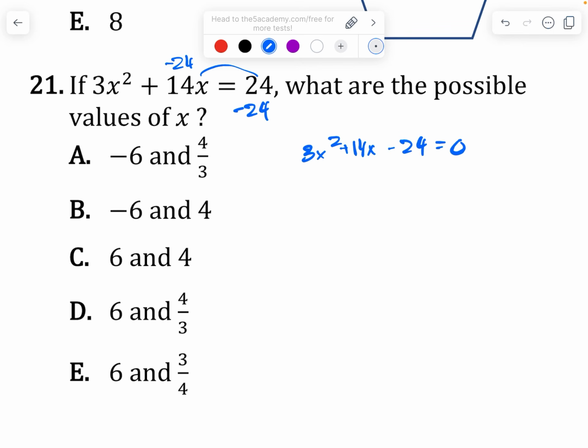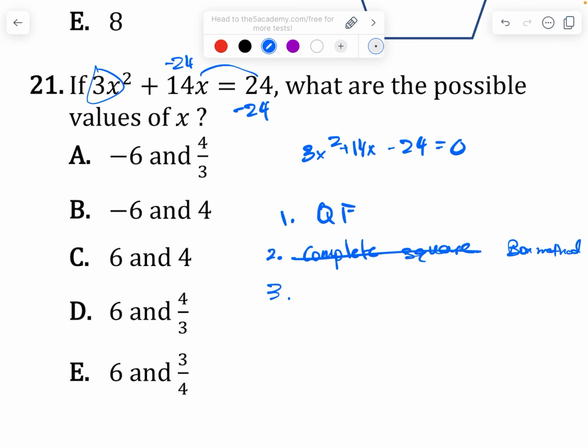Okay, so there's three ways to do this. You can use the quadratic formula, QF I'll call it. You can do complete the square, which is probably the hardest one. Sorry, not complete the square. Box method, which is really just factoring, but a little more complicated because you have a 3 up here instead of just a 1.